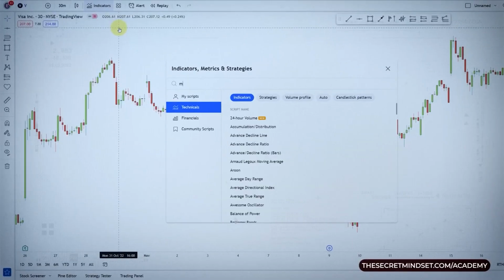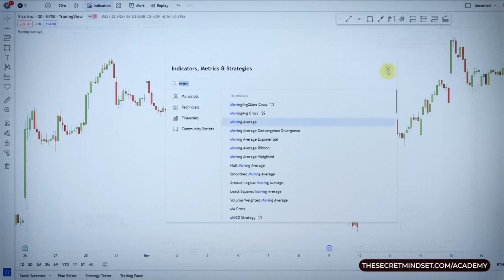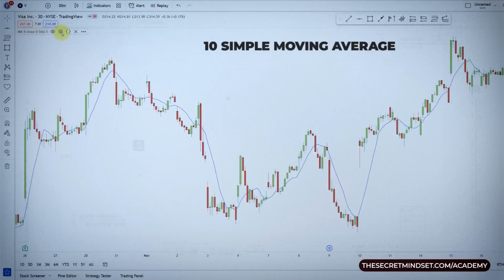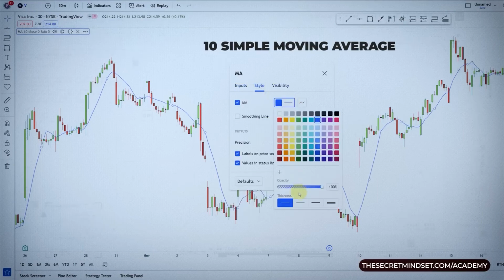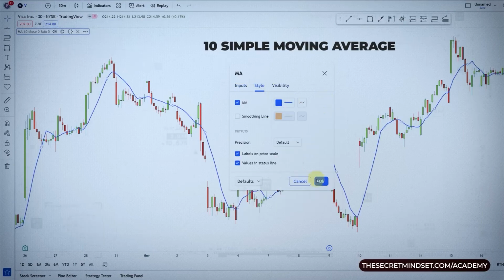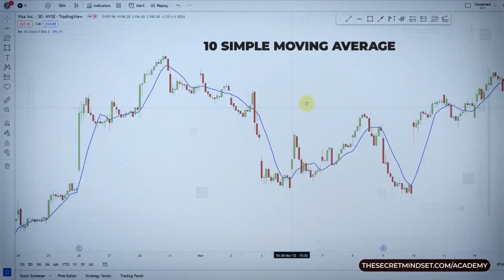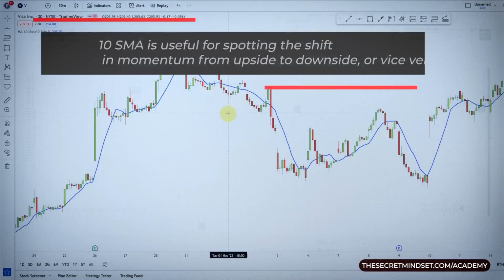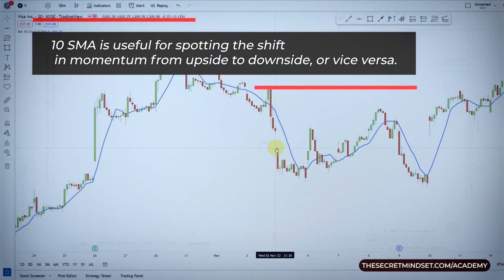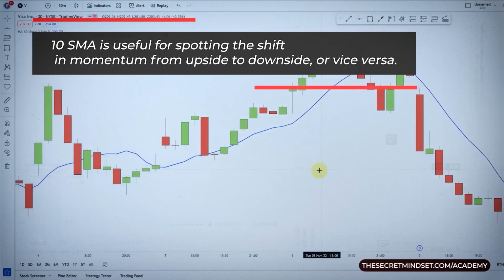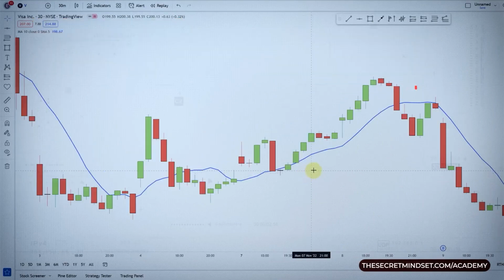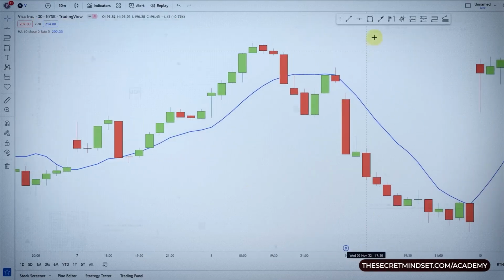If you're not experienced using only price action, you can add a 10 simple moving average for extra confirmation. The 10 moving average is a short-term one, as it considers only the latest 10 candles on the chart. And you don't need more because you are trading a shift in momentum from upside to downside or vice versa. You want to find the tower candlestick formation and follow the 10 moving average.